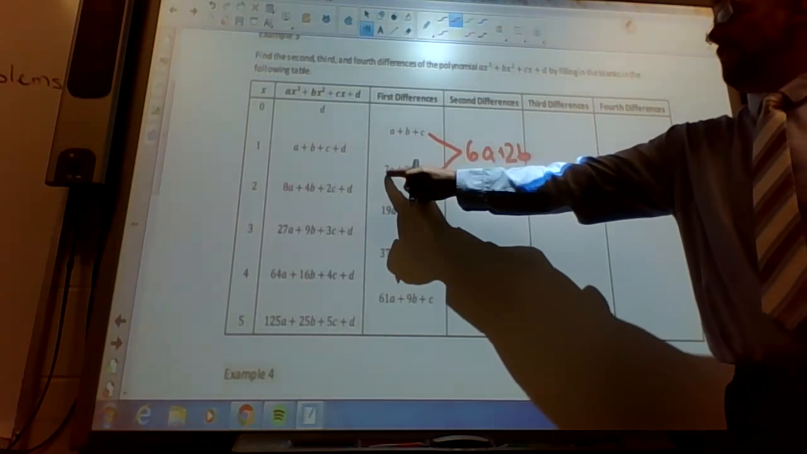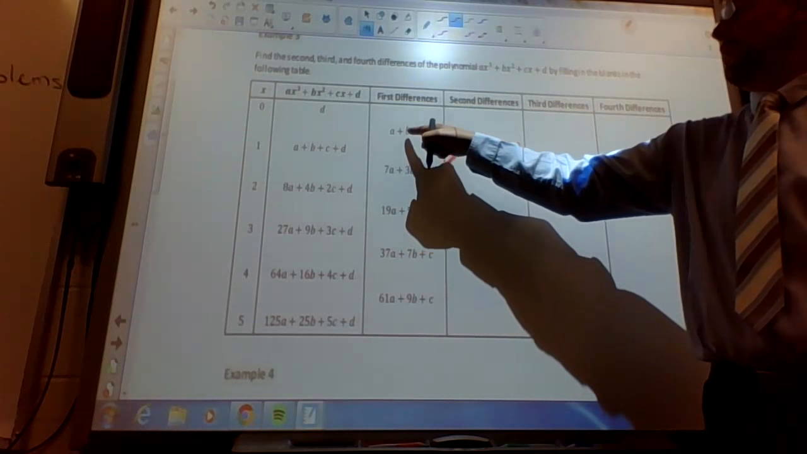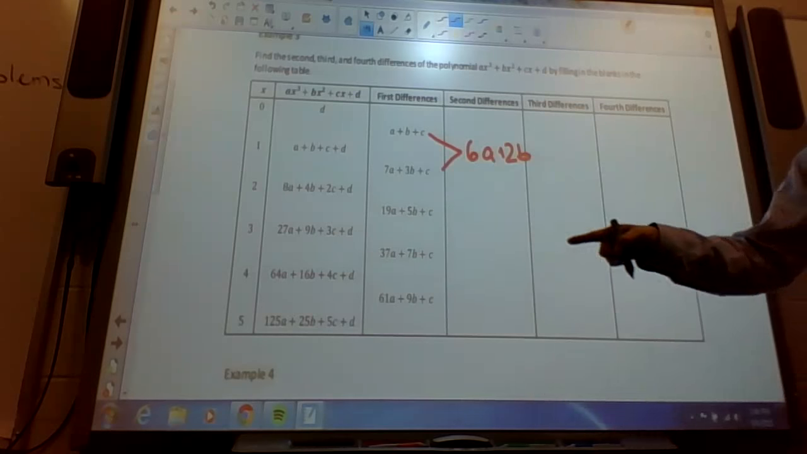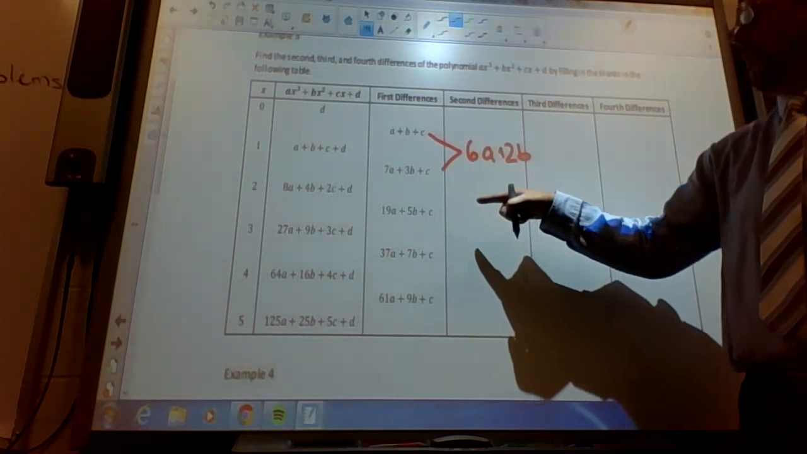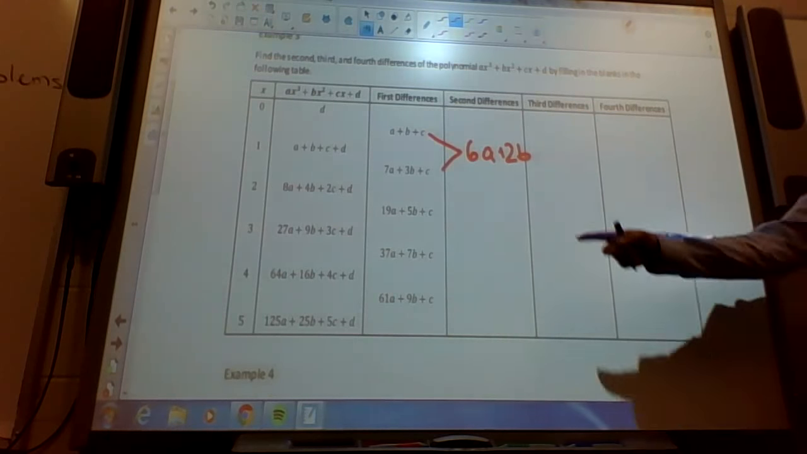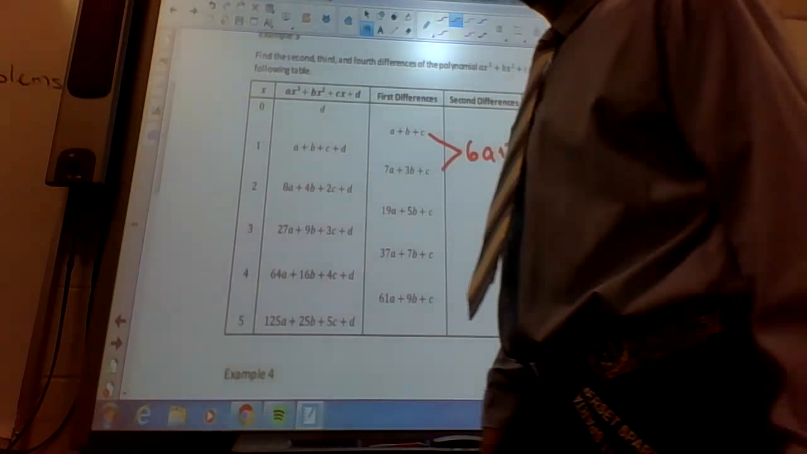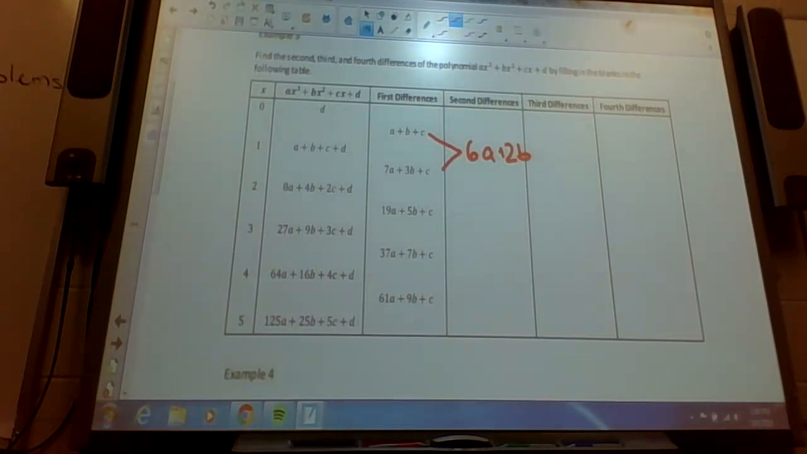So I had 7 of them, I took away 1, I get 6. I had 3 of them, took away 1, I get 2. I had 1 of them, took away 1 of them, I got nothing. All right. So now do the rest of the second difference, and if you got time, get a crack at the third difference.